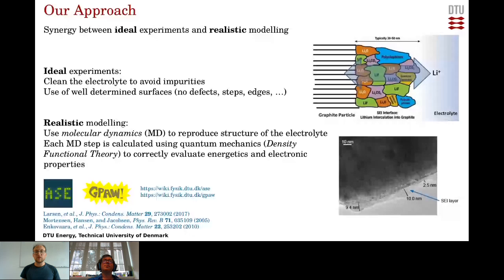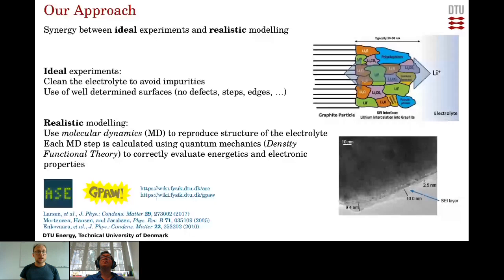And for that, we decided to start, at least in the beginning, with single crystal metals, because those are used conventionally in catalysis, and they can be made extremely pure. For the electrolyte, this has been purified to contain only selected impurities, so something that we can actually control. And for the modeling, we want to use molecular dynamics simulations to reproduce the structure of the electrolyte, but each of the MD steps is calculated at the density functional theory level. That allows us to correctly evaluate the energetics and electronic properties of the structure that we are looking at. These calculations have been performed again using ASE, the Atomic Simulation Environment, and as a DFT engine we use GPAW, an in-house code for density functional theory calculations.